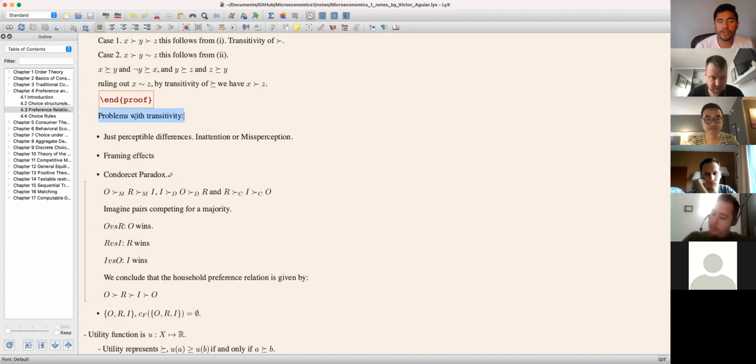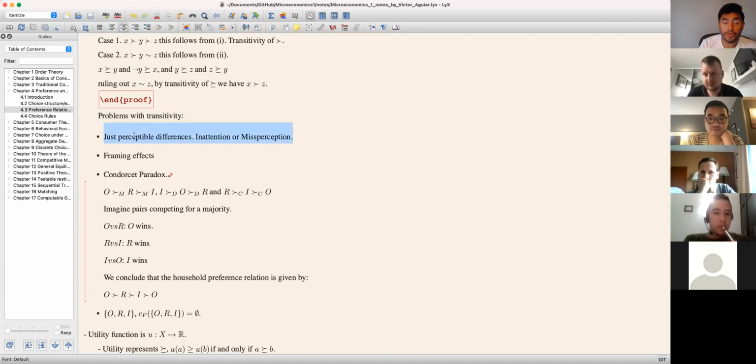And the question that we have been asking as decision makers is whether transitivity is a good model, right? So Mas-Colell is a little bit apologetic here. He basically says transitivity may be problematic, and he mentions some things that were known at the time, and all of them are kind of context dependence issues. The first thing that he brought to the table is just perceptible differences, right?